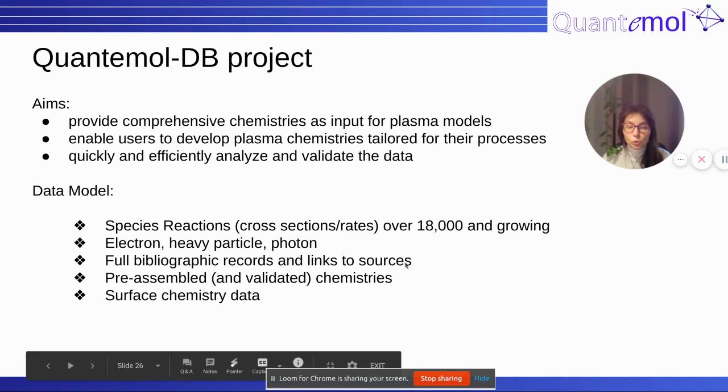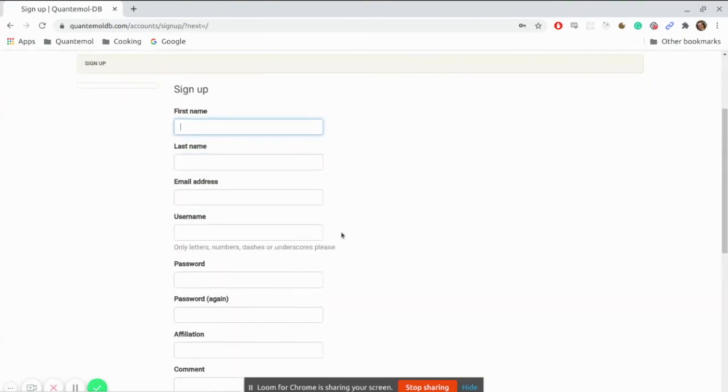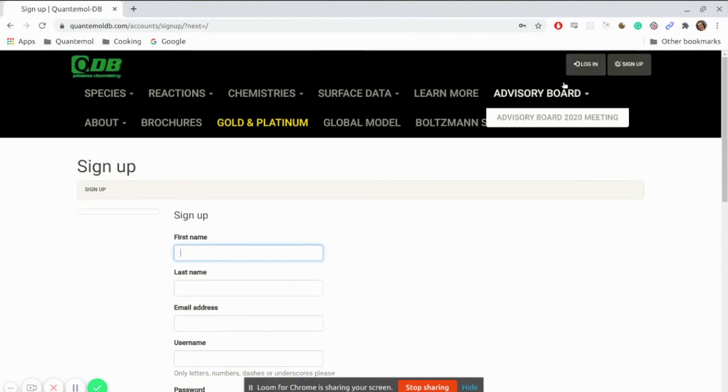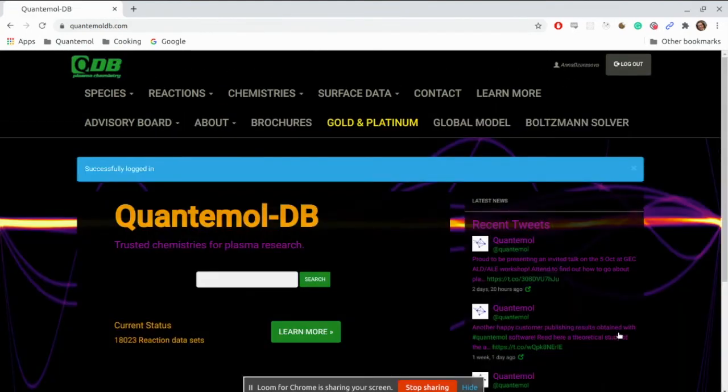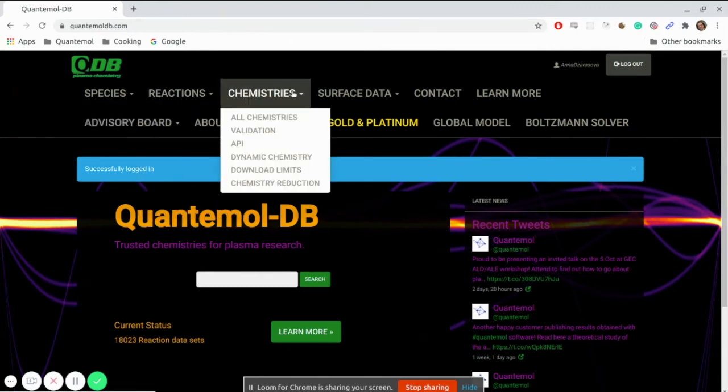Let's then go to the website and see how it actually works. When you go to the website quantemoldb.com, it will bring you to this page. You need to sign up for a free account. Click on this button. It will bring you to a form, and then you will receive an email confirmation, and from then on you will be able to log in. What you can do on this website is search for data or for reactions, and you can also look into chemistries we pre-assembled. But today, in this tutorial, I would like to show you how to assemble your own chemistry. So let's go to the dynamic chemistry section.